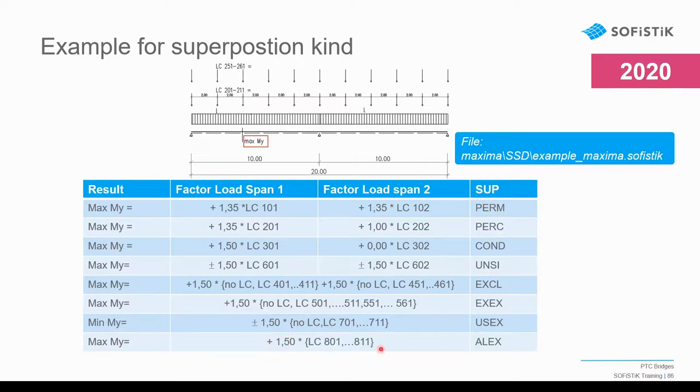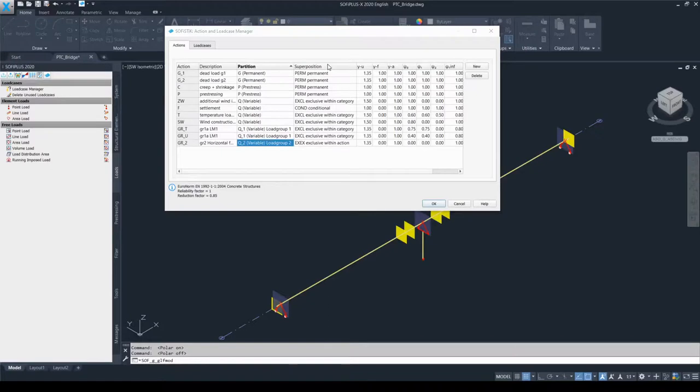As now I have explained all the most important superposition types of the actions, let's go back to SOFiPlus to the definition of the actions table, and let's go through and have an overview about the superposition types. So the permanent actions are set to perm, and also the actions for the creep and shrinkage effects are set to the superposition type perm, which is fine.